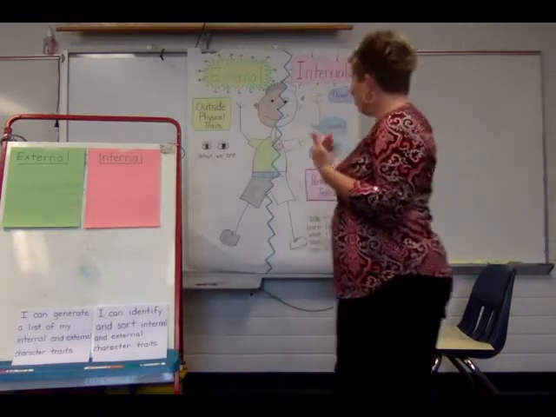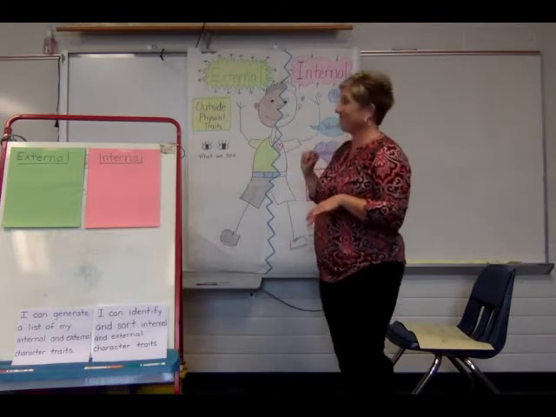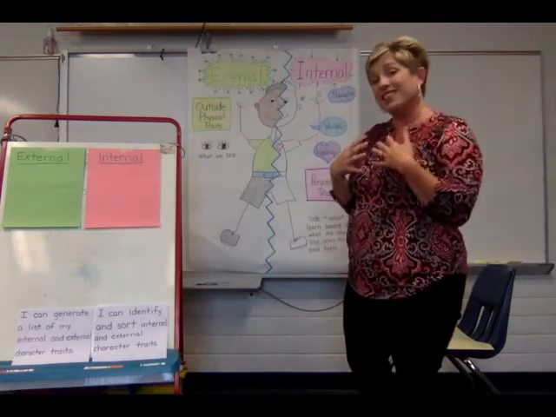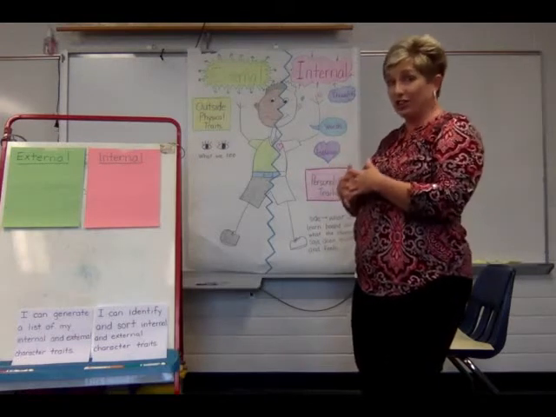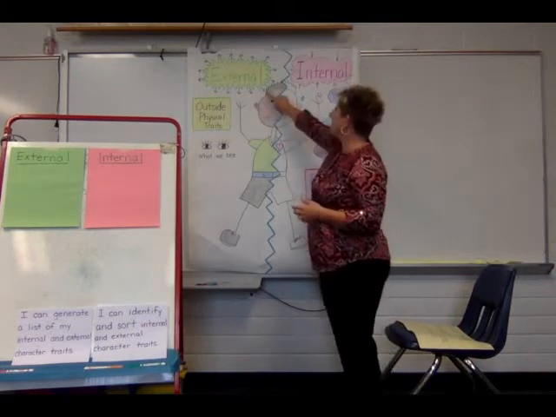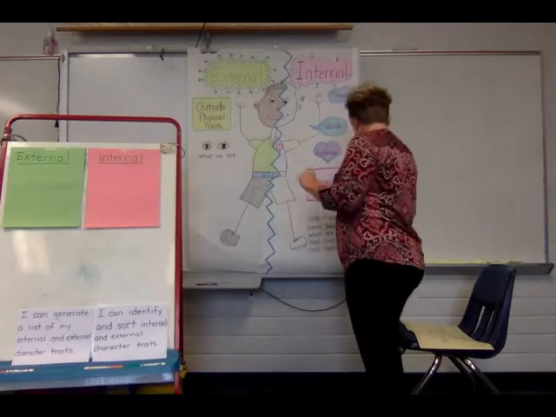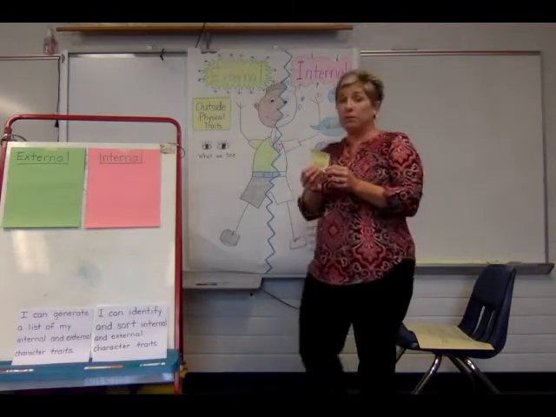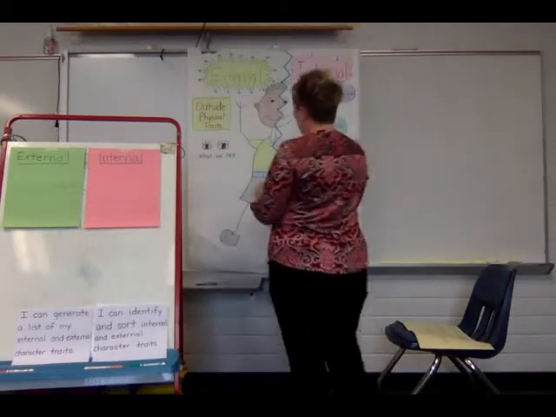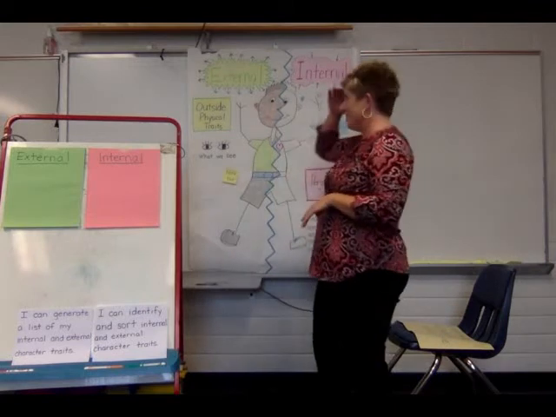So if I'm looking at my character here, this character's name is Brian. If I'm looking at Brian and I want to see what some of his external character traits are, I'm going to see that he has black hair. So one of his external character traits would be black hair. So I'm going to put that on our anchor chart under what we see.